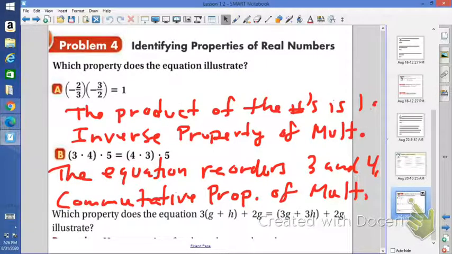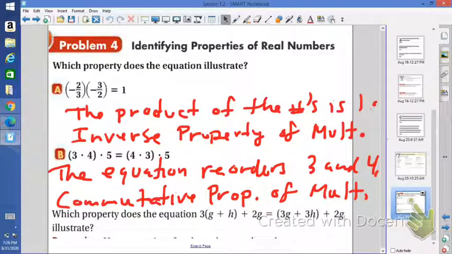Okay, problem 4. We're going to identify the properties of real numbers that we just went over in the last slide. So which property does the equation illustrate? So in A, we have negative 2/3 times negative 3/2. Now notice when you multiply those together, you get 1. So because the product of the numbers is 1, the property is the inverse property of multiplication.